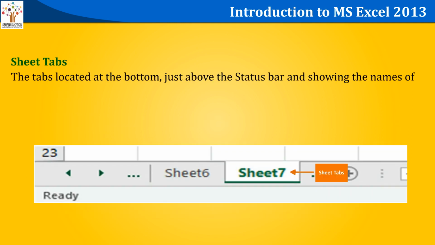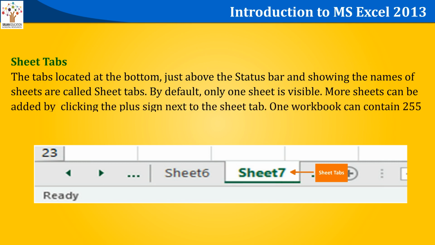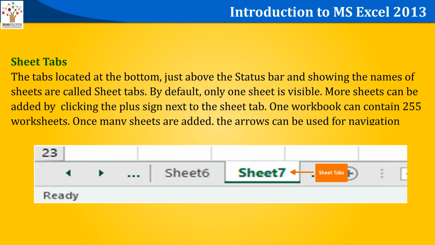Sheet tabs. The tabs located at the bottom just above the status bar and showing the names of sheets are called sheet tabs. By default, only one sheet is visible. More sheets can be added by clicking the plus sign next to the sheet tab. One workbook can contain 255 worksheets. Once many sheets are added, the arrows can be used for navigation among the sheets.